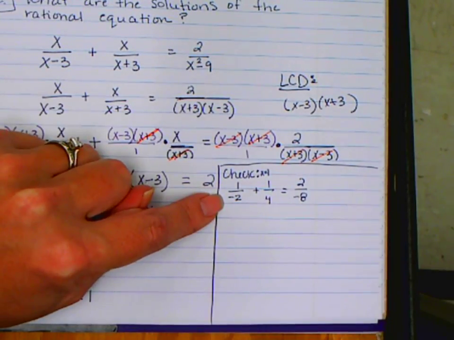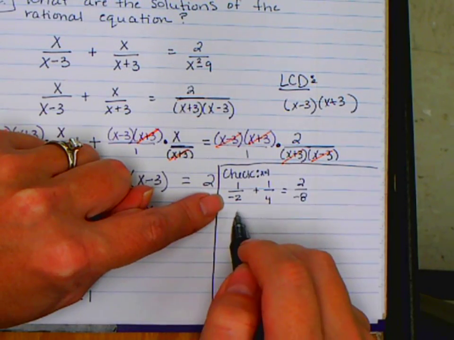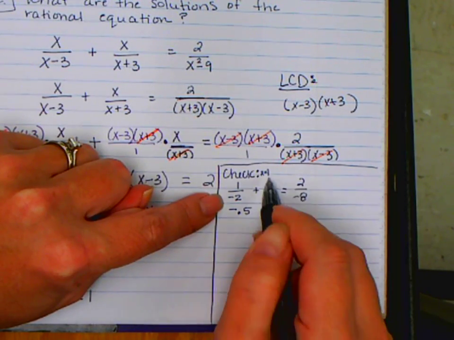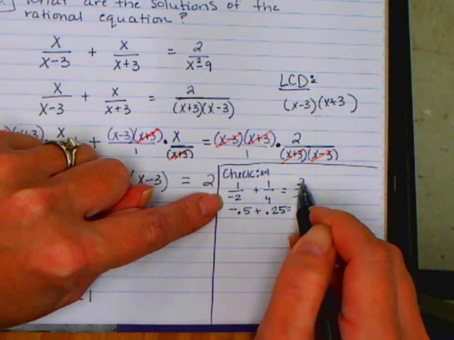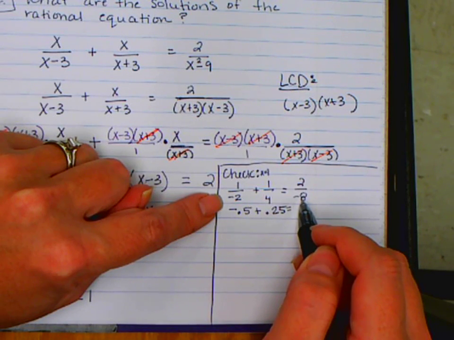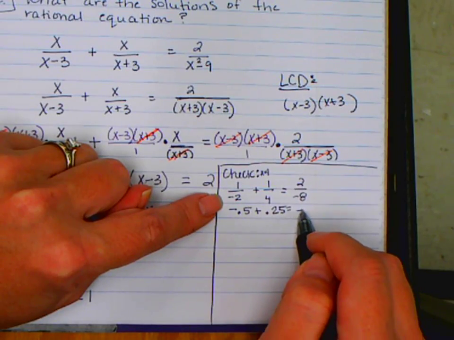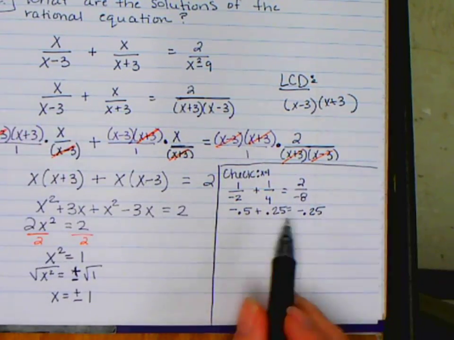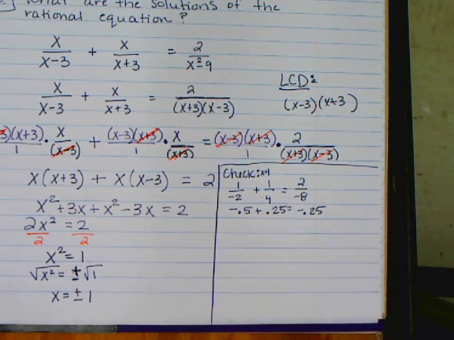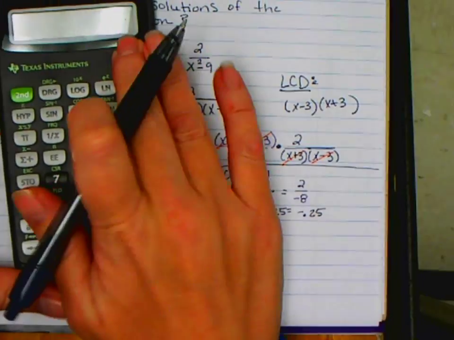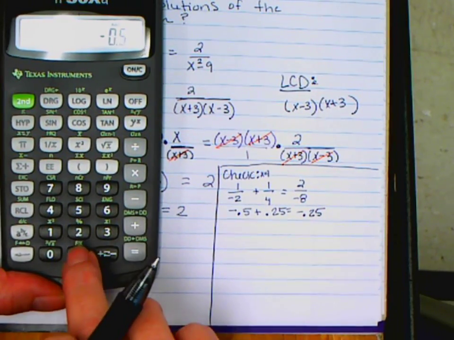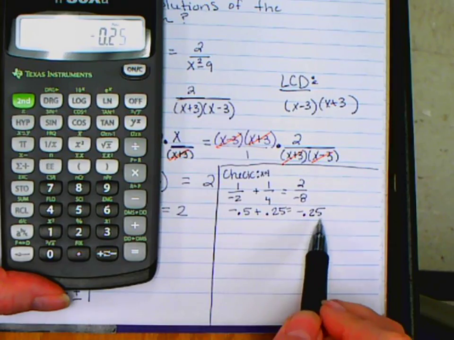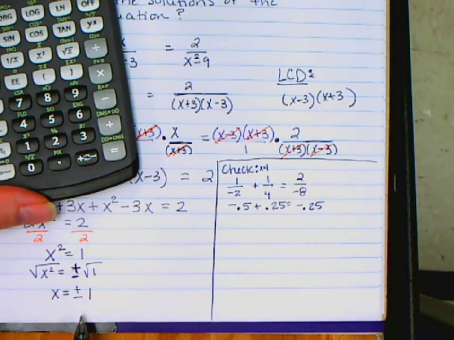Okay, so let's just do some fractions here. Negative 1/2 is the same thing as negative 0.5, plus 1/4 is 0.25. 2 over negative 8, that's negative 2/8, which is negative 1/4, which is negative 0.25, right? Yes. Can we see that's true, or should I put it in my calculator? We can see it's true, right? But just in case, negative 0.5 plus 0.25 equals negative 0.25. Okay, so 1 is a solution for sure.